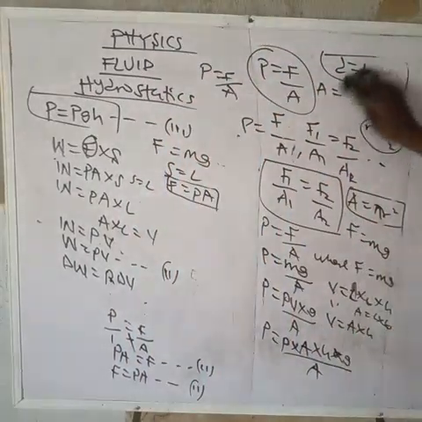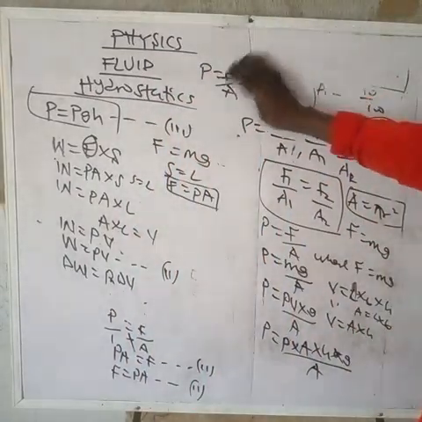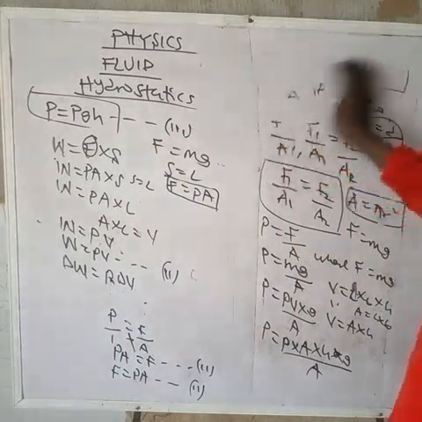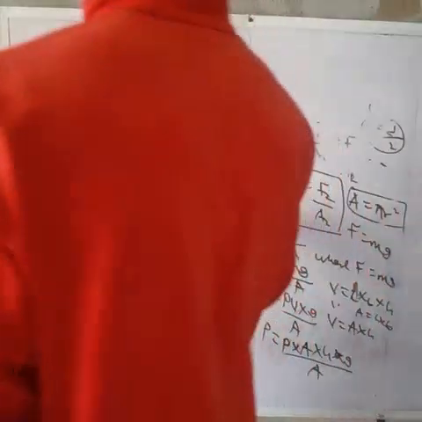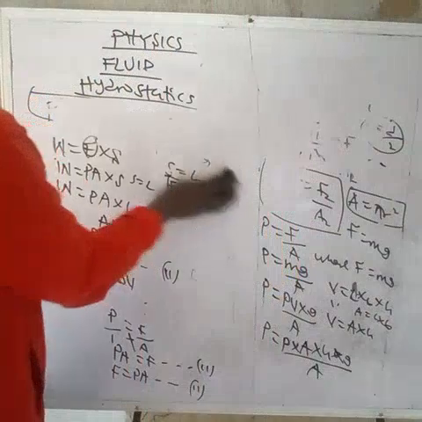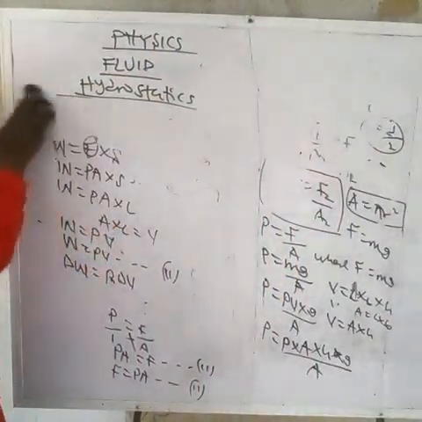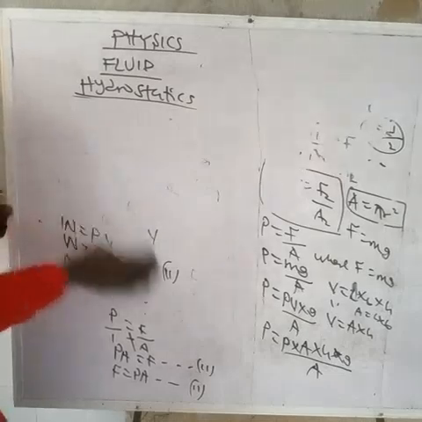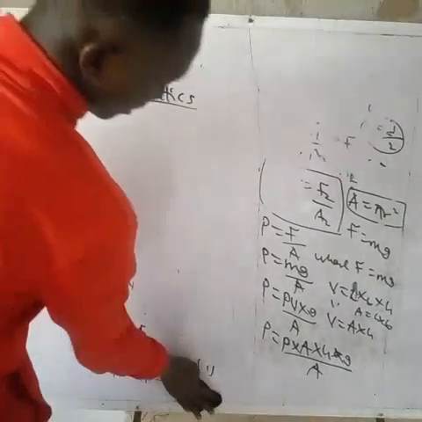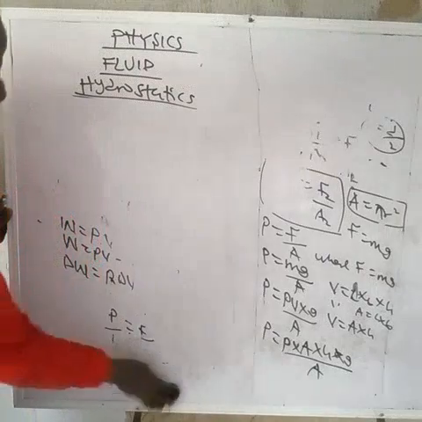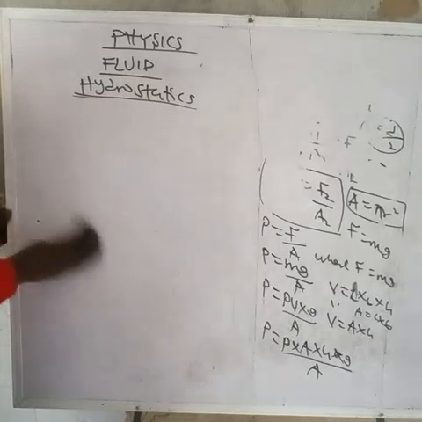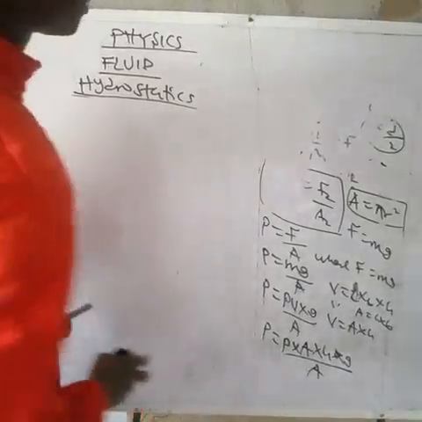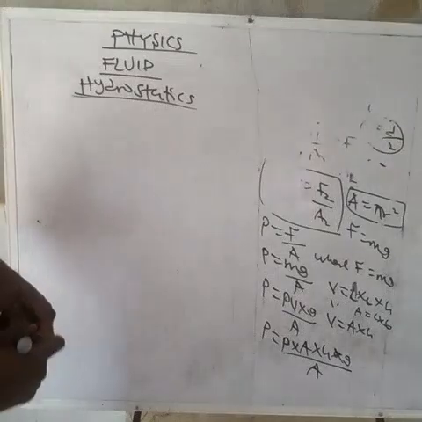So now there is also what we call Archimedes' principle. Archimedes' principle actually talks about the fact that when an object is completely or partially immersed in a fluid, it experiences an upthrust which is equal to the weight of the fluid displaced by it. I'll say it again. Archimedes' principle states that when an object is completely or partially immersed in a fluid, it experiences an upthrust which is equal to the weight of the fluid displaced by it. So what is Archimedes talking about?